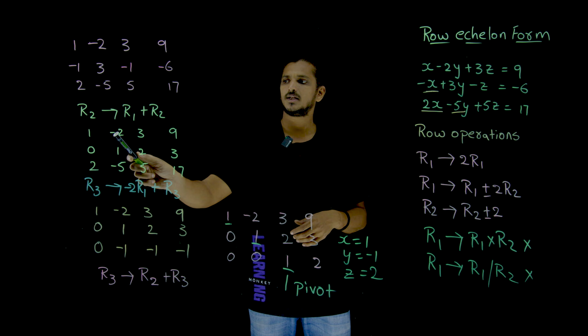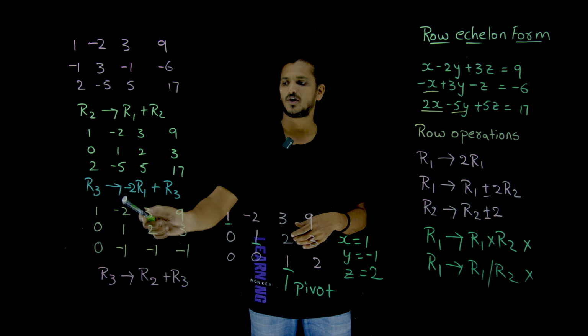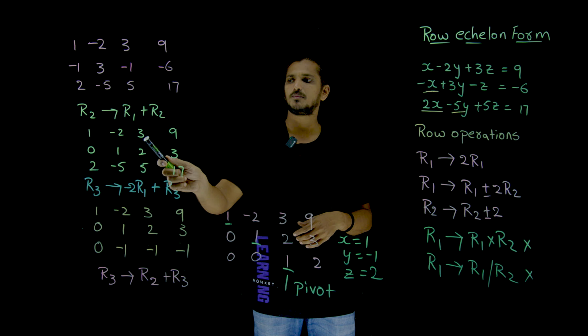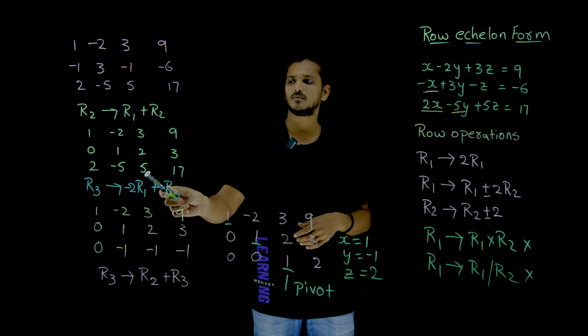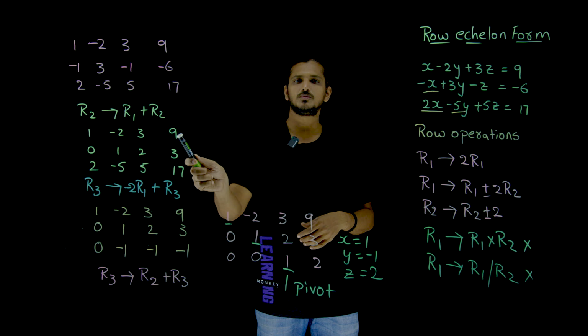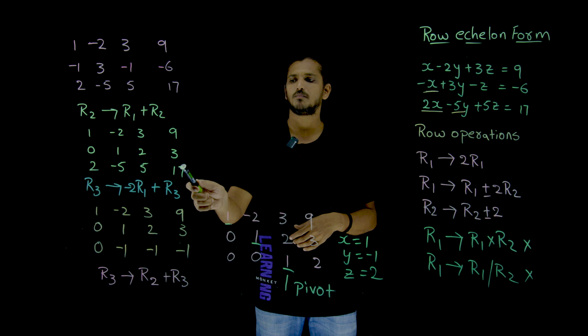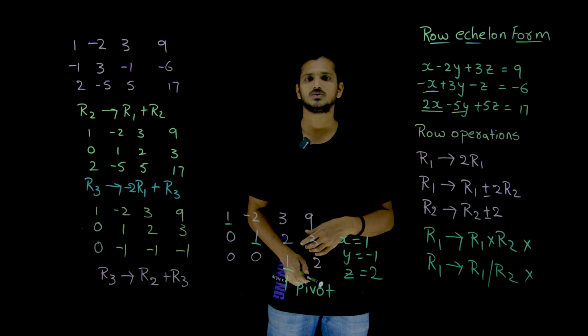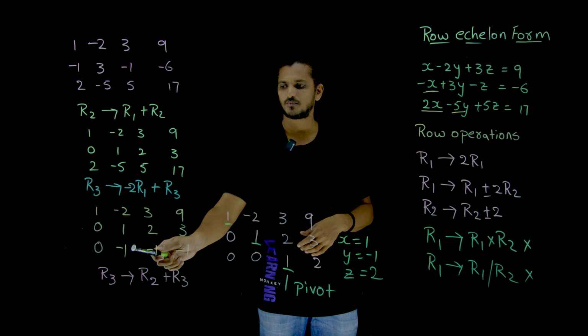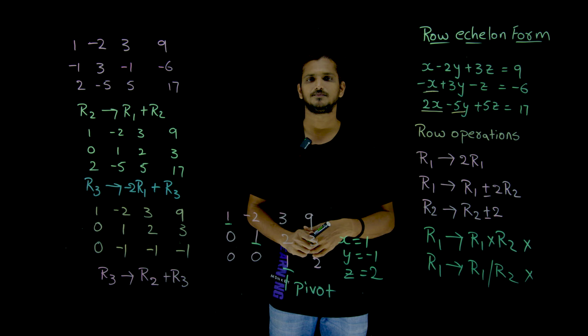Similarly, minus 2 multiplied by minus 2, 4, minus 5, which is minus 1. Similarly, minus 2 multiplied by 3, which is minus 6, plus 5, which is minus 1. Similarly, minus 2 multiplied by 9, minus 18 plus 17, which is minus 1. So after doing this row operation, you got 0, minus 1, minus 1, minus 1.